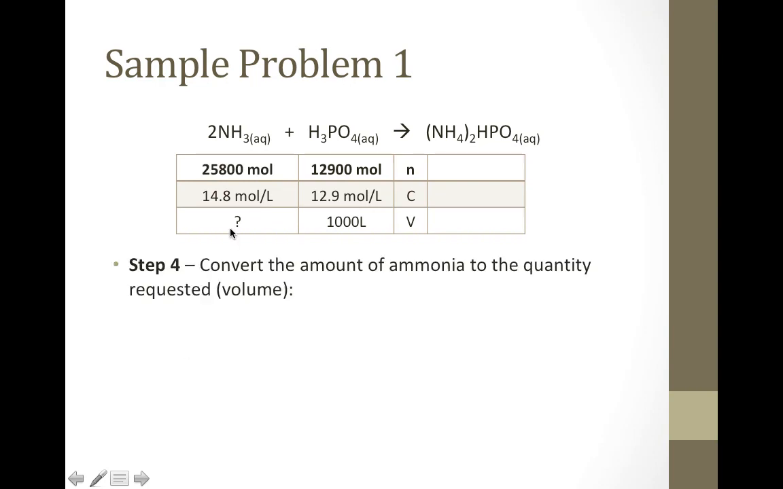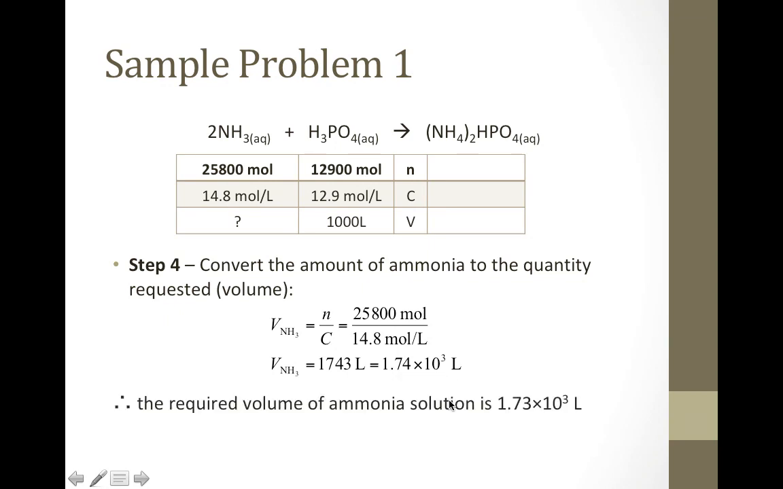Now we're going to work our way down. So we have n, we have C. We know that n = C × V, so V = n / C. So we're taking our 25,800 moles and dividing it by 14.8 moles per liter. Our volume is then going to be 1,743 liters, and based on sig figs, I'm going to round that to 1.74 × 10^3 liters. So our required volume of ammonia would be 1.74 × 10^3 liters.